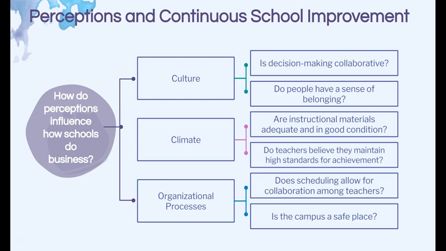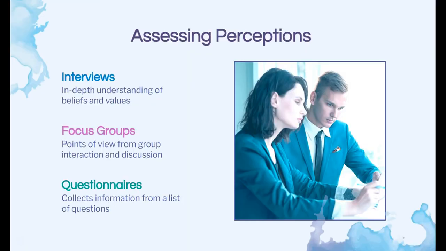Things like, is decision making collaborative? Are instructional materials adequate and in good condition? Does scheduling allow for collaboration among teachers? Considering perceptions is relevant to continuous school improvement because doing so provides information about a school's culture, climate, and organizational processes. Perceptions reveal the alignment, or lack thereof, between these processes and what stakeholders believe and value. Perceptions are powerful enough to evoke organizational change.